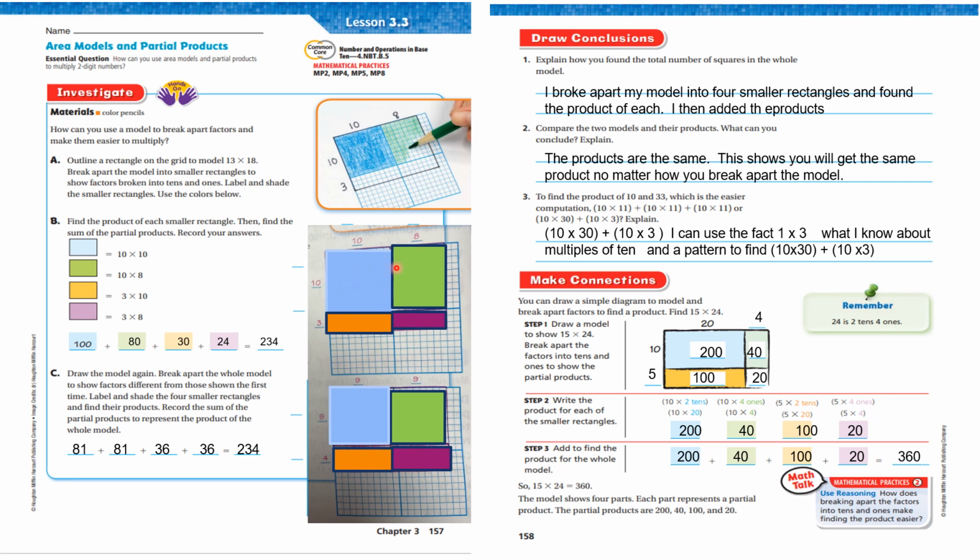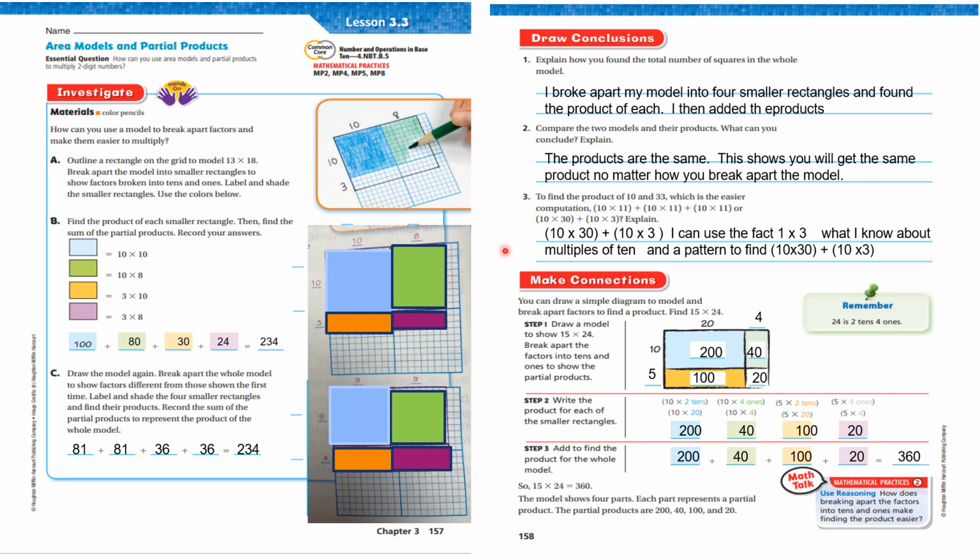All right. Compare the two models and their products, and what can you conclude? Well, the products are the same. It still came out to be 234, no matter if I went 13 times 18, no matter if I went 10, 8 and 10 and 3, or if I went 9 and 9 and 9 and 4. It didn't matter. The products are the same, and this shows that you will get the same product no matter how you break apart the model. No matter how you break 18 down and 13 down, you're still going to get the same product.